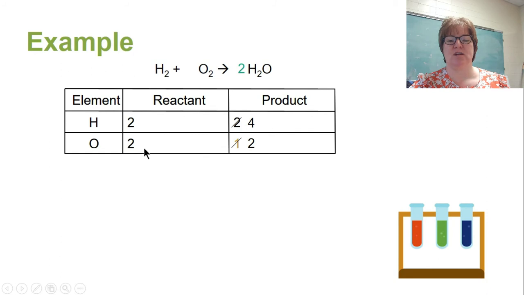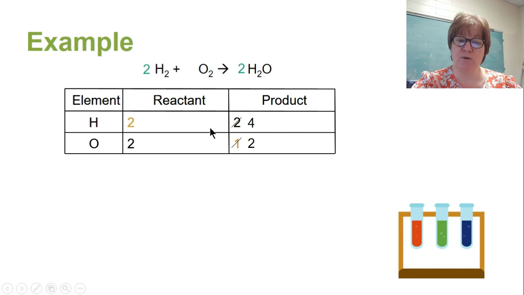So now I go back and check. Now oxygen is balanced, but hydrogen is not balanced. So now the reactant side is the side that's low. I'm going to go and adjust it. Currently I have 2, I need to get to 4, so I'm going to need a coefficient of 2. So this is the low side. I'm going to put a 2 in front. 2 times 2 is now 4, and now I have 4 hydrogens as reactant and 4 as product. 2 oxygen as reactant and 2 as product. It is a balanced reaction.